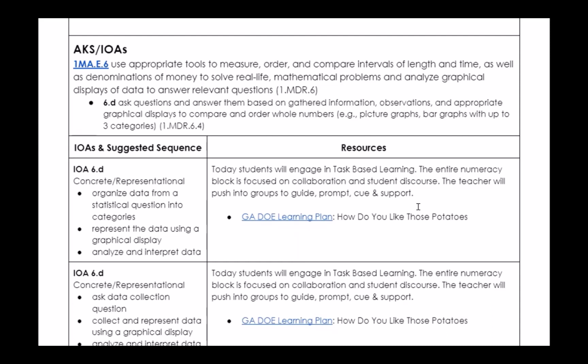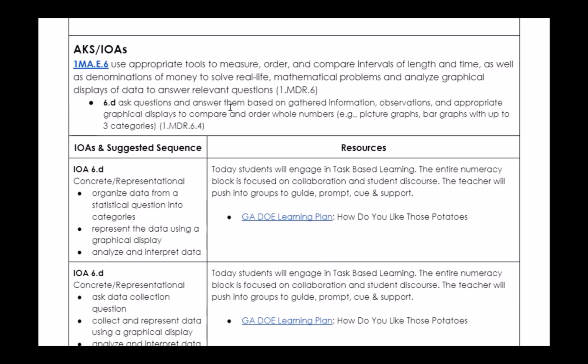The right column of the pacing guide shows the instructional resources that align to the intended learning objectives for each day of instruction. Some days you will see instructional resources linked for the traditional numeracy lesson. Other days you may notice a task-based lesson, which is your full numeracy block for that day.